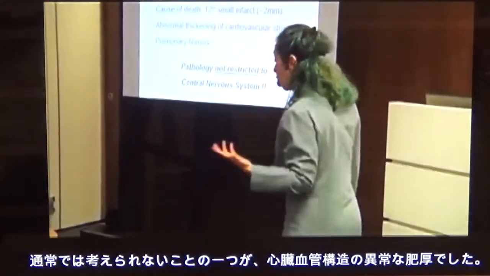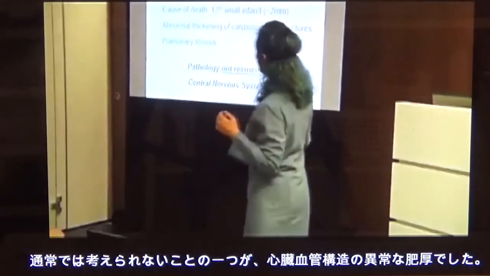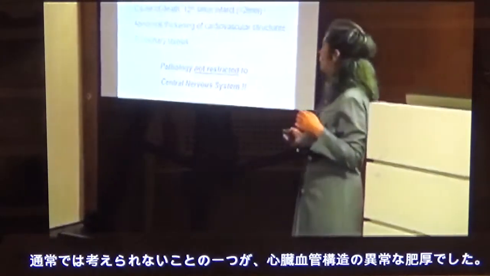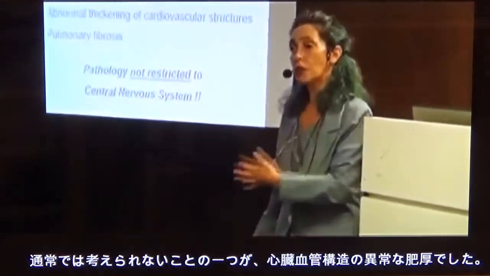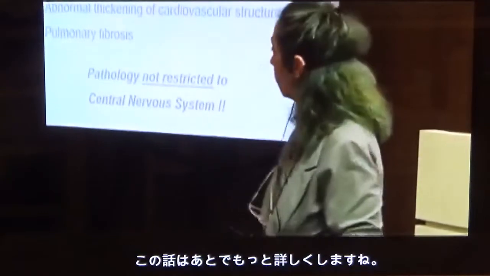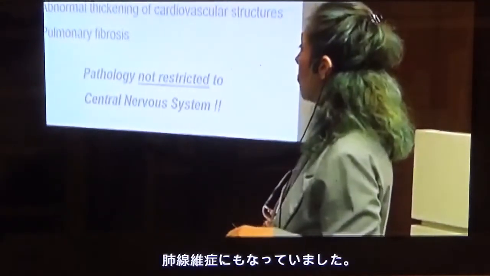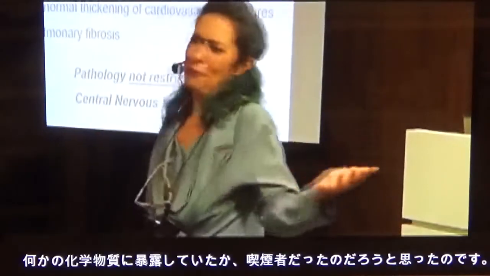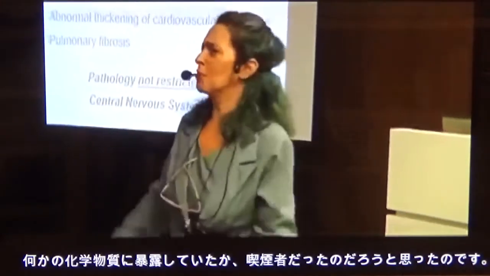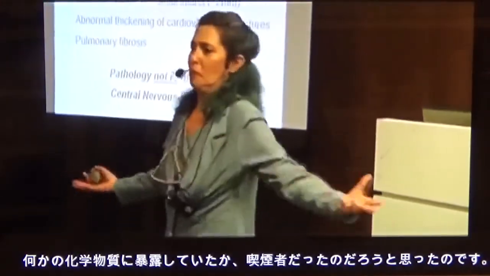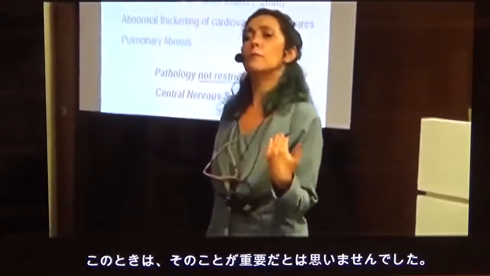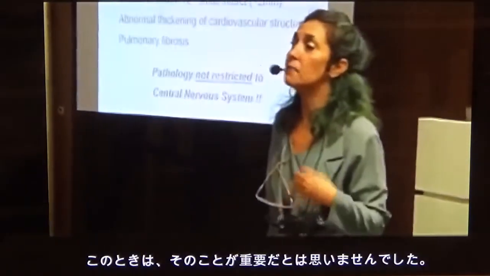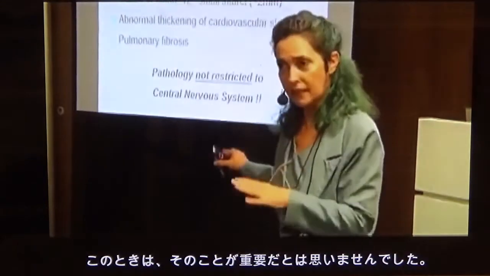One of the most extraordinary things we found was an abnormal thickening of cardiovascular structures, which I will go into a bit more. And also we found pulmonary fibrosis. We didn't care. Oh, pulmonary fibrosis. The man is exposed to chemicals. The man maybe even smokes. Pulmonary fibrosis was not something we paid much attention to at this stage.